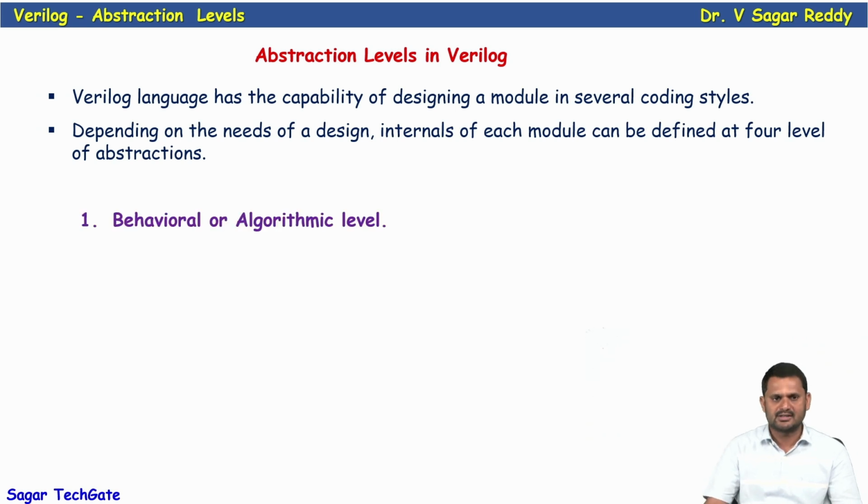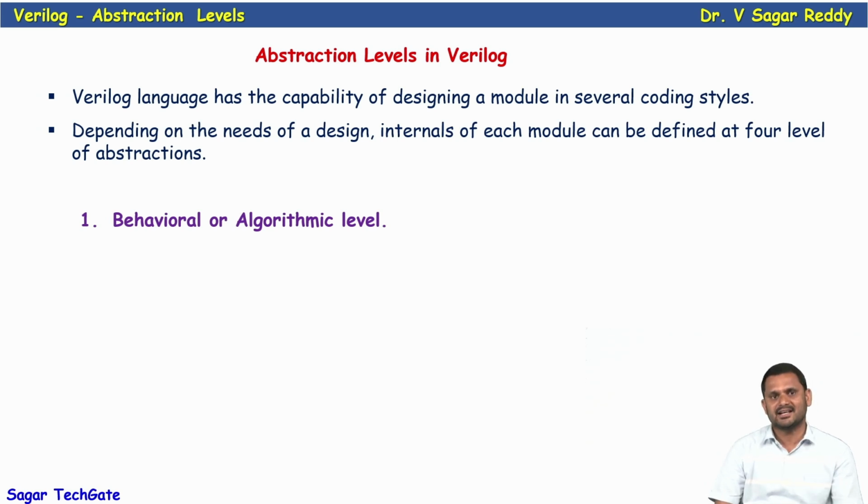So we have 4 levels. The first one is the behavioral and algorithmic level. Behavioral modeling is the highest level of abstraction in Verilog. It focuses on what the circuit should do instead of how it is implemented. So in a behavioral modeling style, we focus on what the circuit does instead of how it is implemented.